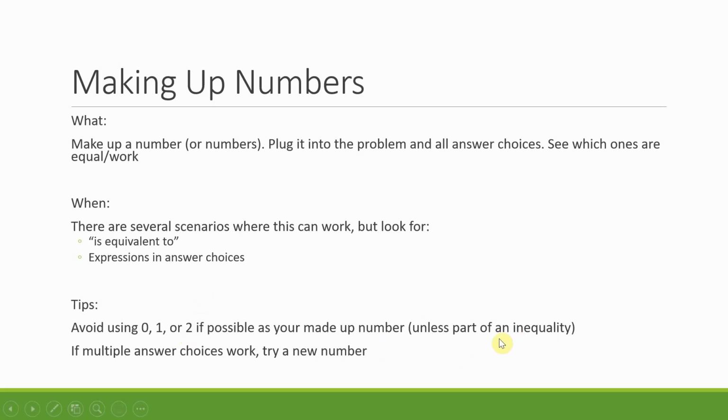The only exception to that is if your answer choices are inequalities, then you can pick anything within that range of the inequality. Do plug your numbers into all the answer choices, just in case you happen to pick the one number that works for multiple. It's rare, but it does happen. And if so, then just pick a new number and narrow down from those that still worked until there's only one.